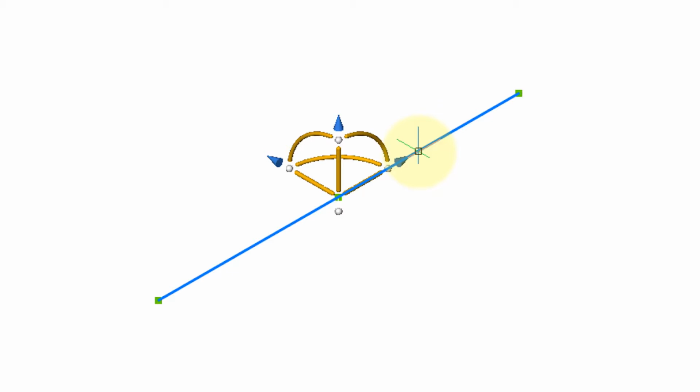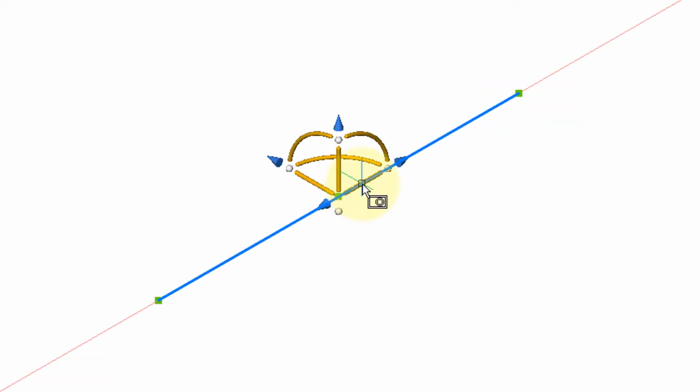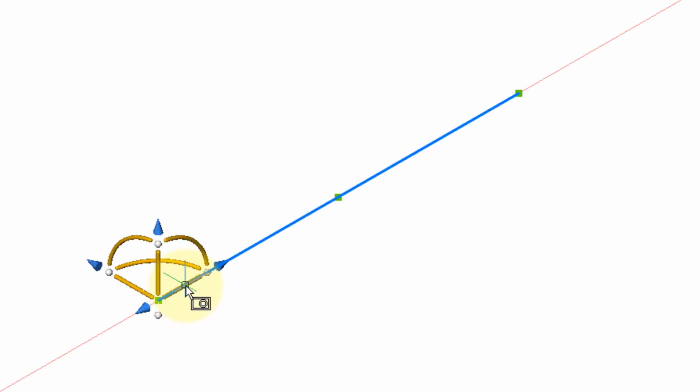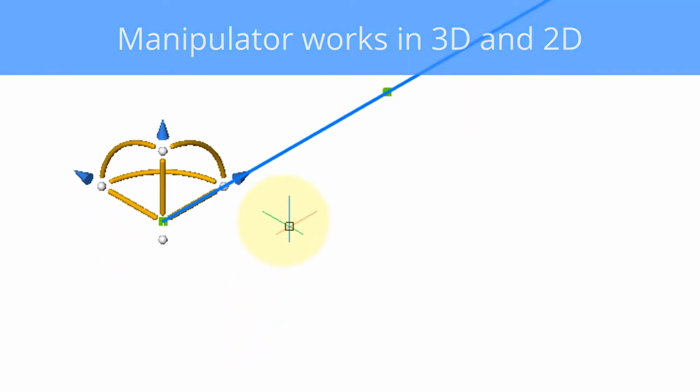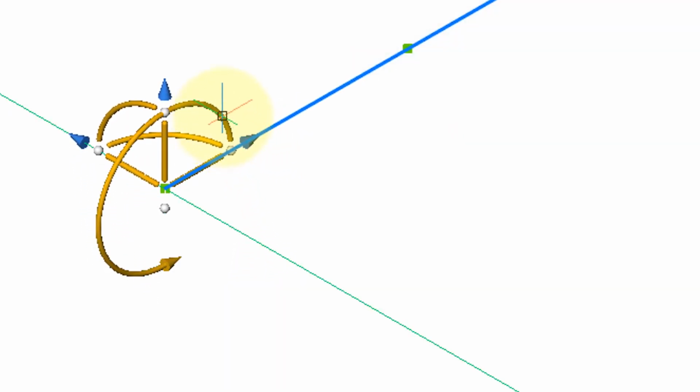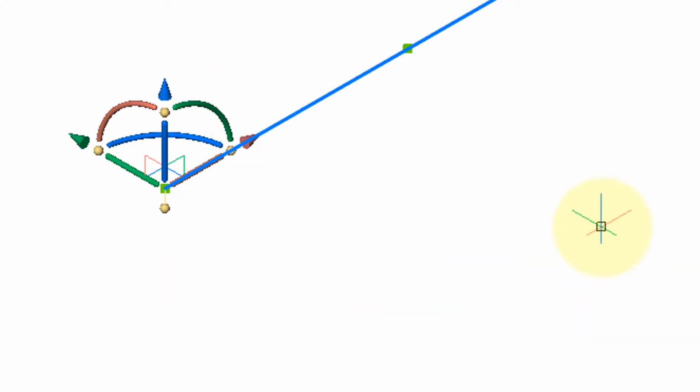Now, where the Manipulator appears depends on where you click it. So if I were to pick near the end of the line, it appears at the grip there. Select it near the middle, at the midpoint grip, or else near the other end, it'll appear at the other grip. Now, the first thing I do is change the color, because I don't like the default of the all gold. And so I right-click the Manipulator, change to classic color, and then you get the red, green, blue, which represents the XYZ directions.